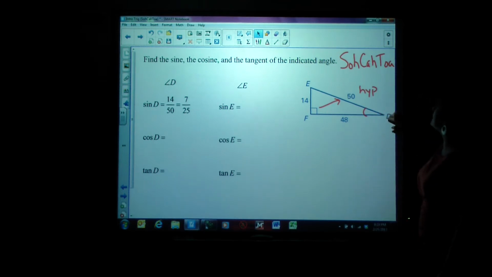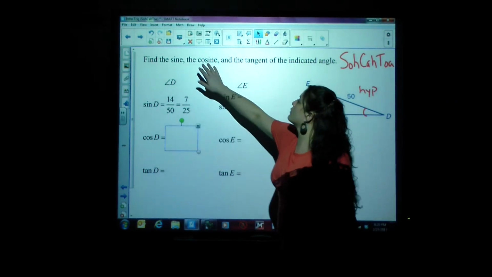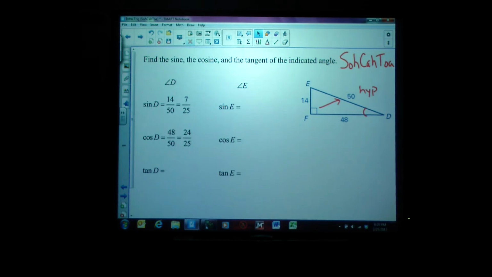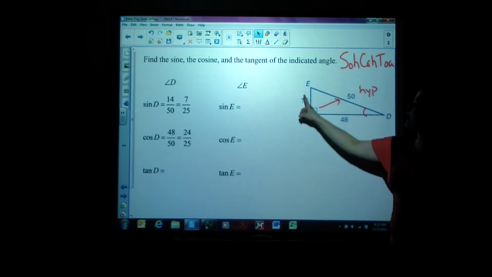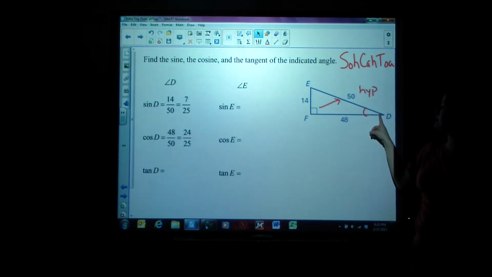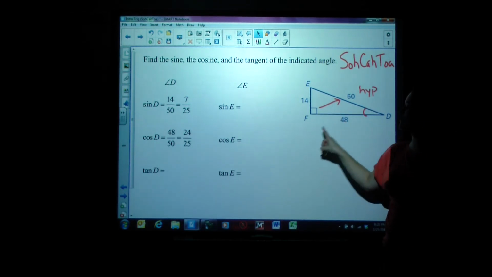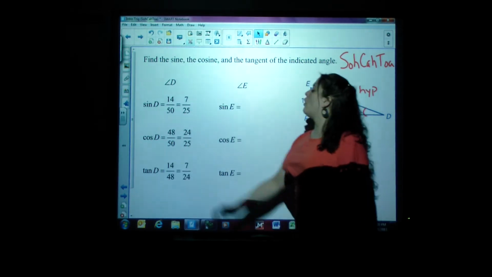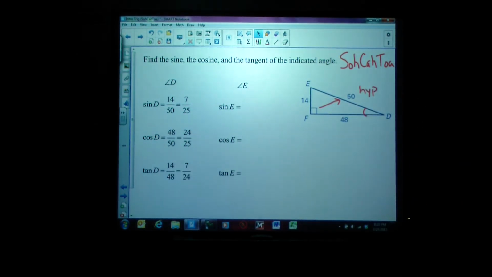Now, cosine of D, so we're still looking at angle D. The cosine is the adjacent over the hypotenuse. Adjacent is the side that is touching. So we're looking at 48 over the hypotenuse. The hypotenuse is always 50. So the cosine of D is 48 over 50, or we can reduce to 24 over 25. Lastly, tangent of D. Here's angle D. Again, tangent is opposite over adjacent. So we're looking for the opposite side and the adjacent side. So the tangent of D is 14 over 48, or 7 over 24. Great.